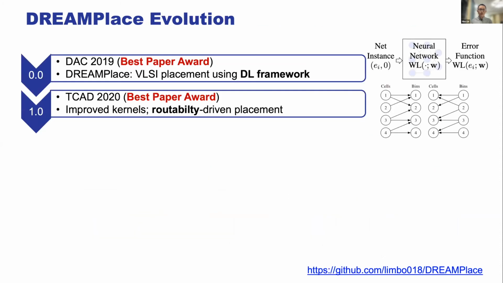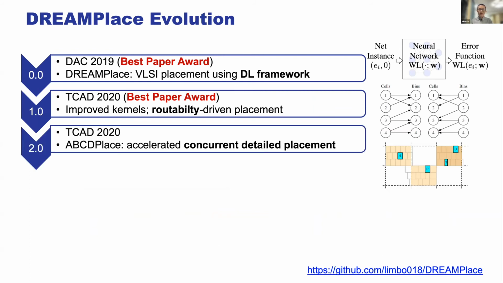Now we show a short review on the evolution of DREAMPlace. It starts from the original DAC version 0.0 to the TCAD version 1.0 with the routability optimization and the kernel improvement. Then in version 2.0, we add a GPU-accelerated concurrent detailed placement engine, ASP-DAC, for ultra-fast placement and refinement.